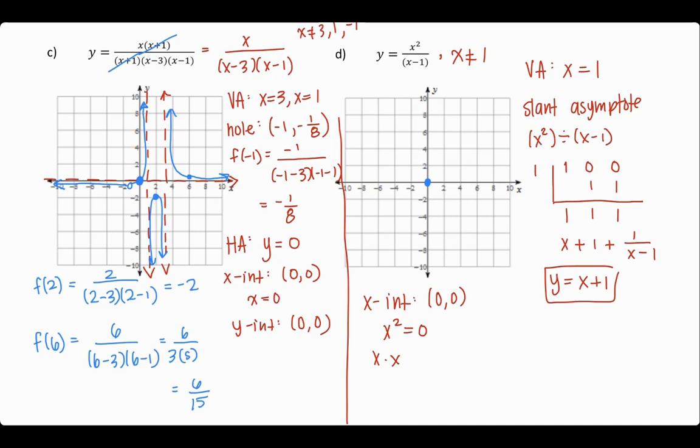Okay. So the x-intercept was 0, 0. My y-intercept then is just 0, 0. So there's the intercept. My vertical asymptote is x equals 1. My slant asymptote is y equals x plus 1.